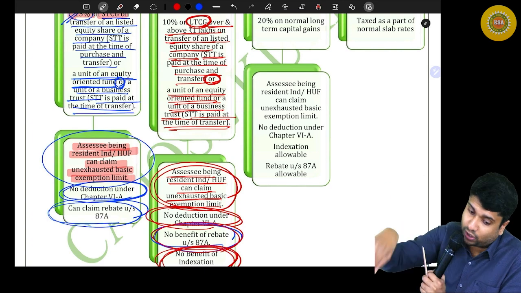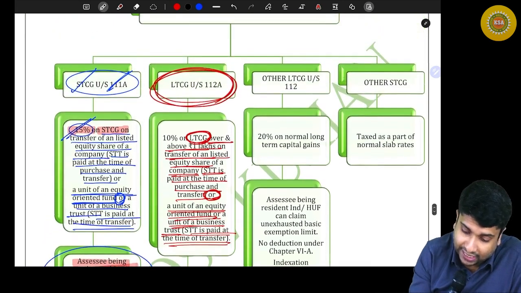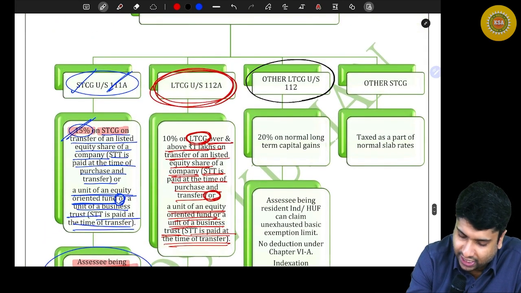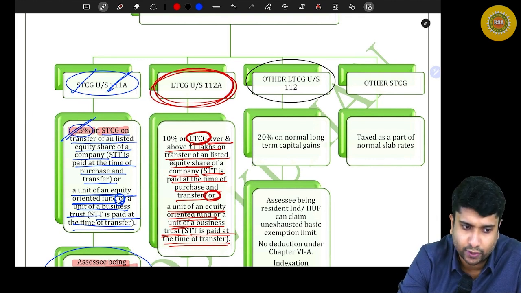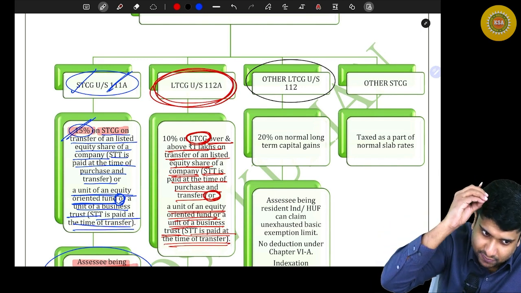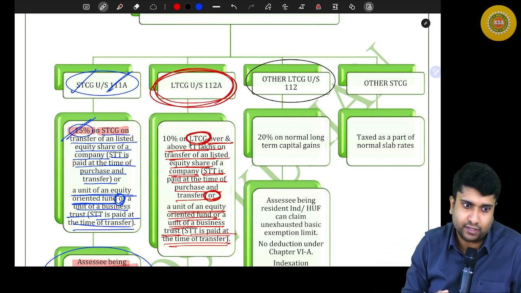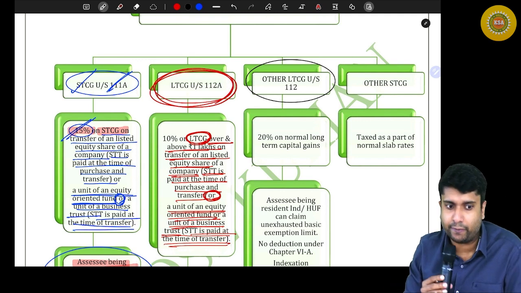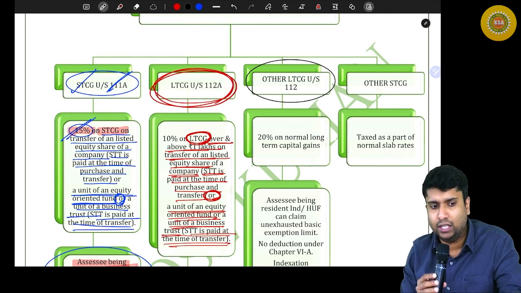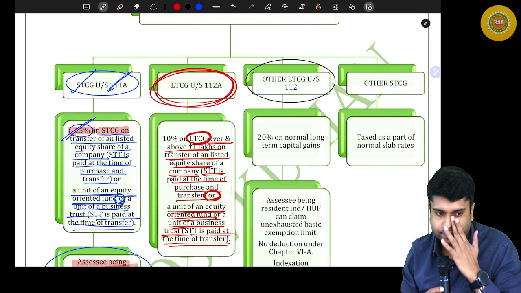Now we are about to compute the other long-term capital gain, which is under 112. Let's understand which are the other long-term capital gains under 112. There is no slab income, only 112A income. Claim BEL, basic exemption limit. Yes. There is no normal income, which means your entire basic exemption limit is unexhausted basic exemption limit. Understood, Ragul? The full basic exemption limit is unexhausted, and you can fully adjust that with the 112A or 111A item. Got it?